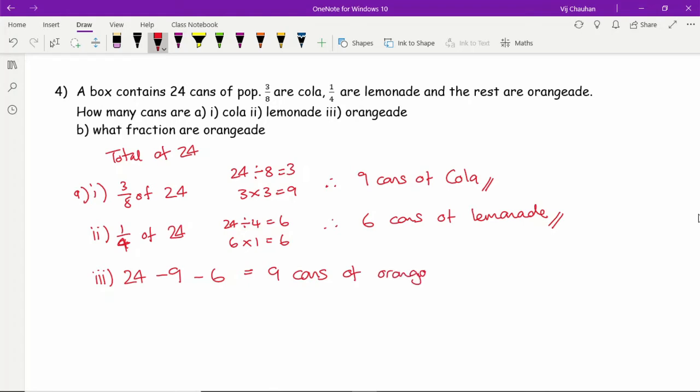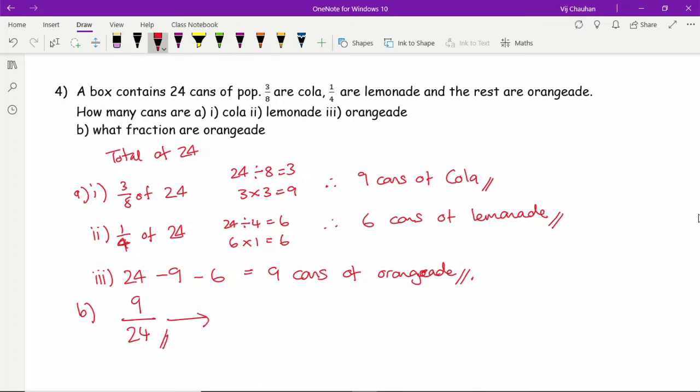And there we go. Now for part B, it's then saying what fraction are orangeade. Well, again, that's going to be 9 over 24. Again, let's make sure I'm writing it so it looks like an A. What we're going for, red. And again, what we then want to do is make sure that we are simplifying.